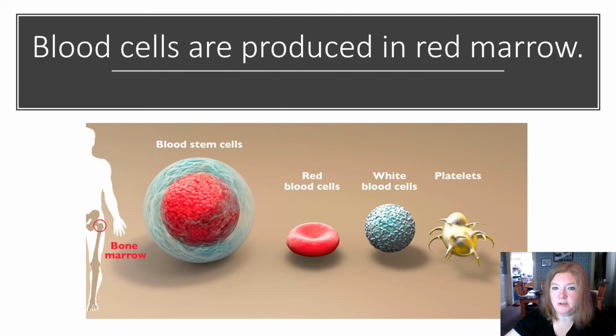Blood cells are produced in red marrow. Remember that from a previous unit? So we have stem cells in red bone marrow, and it results in red blood cells, white blood cells, and platelets.